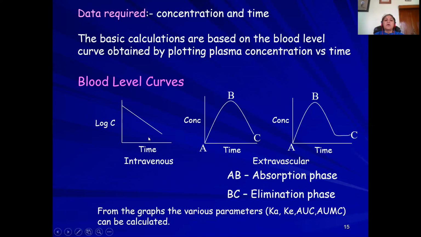This is for intravenous bolus, where time is on the x-axis and you have the log of concentration on the y-axis. And this one is for extravascular administration, where AB is the absorption phase and BC is the elimination phase. From the graphs, the various parameters like Ka, Ke, AUC, AUMC could be calculated.